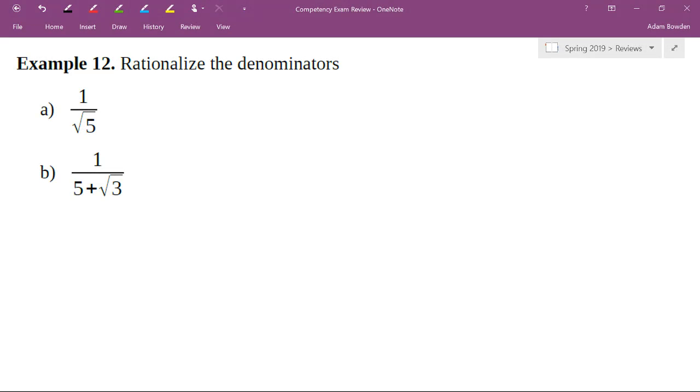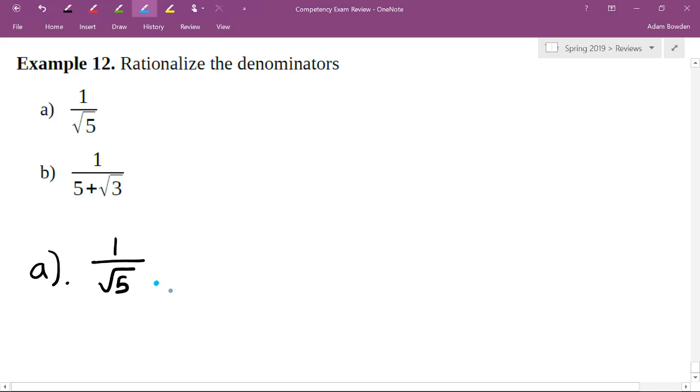In these examples, we're going to rationalize the denominator. Rationalizing the denominator basically means taking the radical or the root and rewriting the denominator so it doesn't have that radical or root there anymore. So let's start off with 1 over the square root of 5. How do we rationalize the denominator?